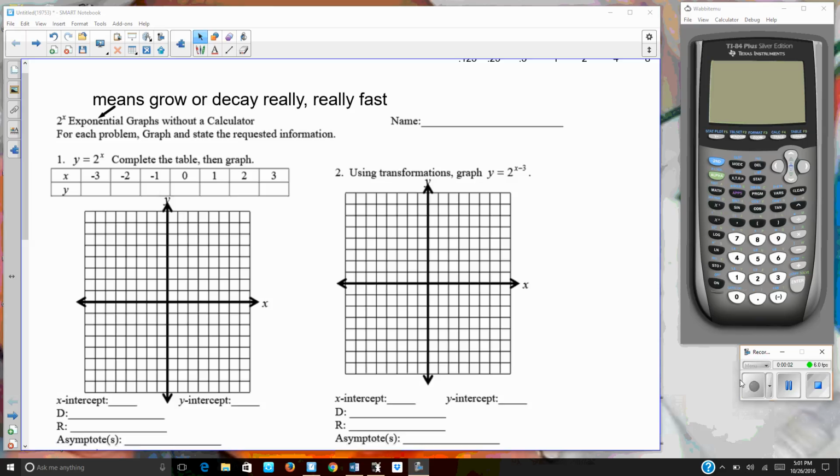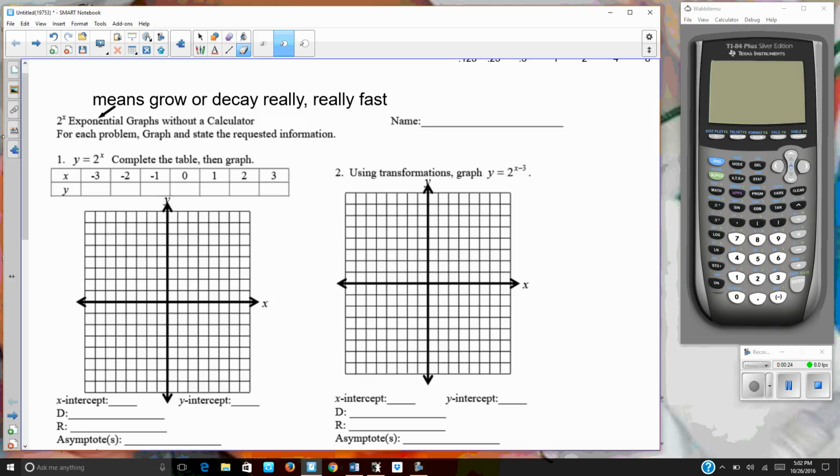All right, so this is the graphing exponential function worksheet. First thing you need to copy down is the definition for exponential, which just means something growing or decaying really, really fast. We already talked about something that was growing really fast, and that was your money in the compound interest formula. That was one example of an exponential function.